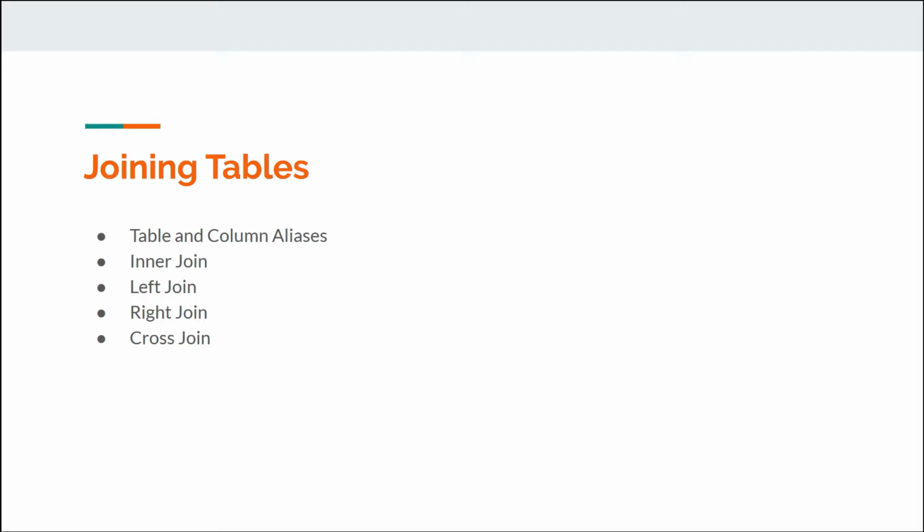All right. In joining tables, we will be covering the following topics. The first one is not exactly joining, it's just something that you can use in joining tables: table and column aliases, using aliases instead of actual table names, because if you use multiple table names, it can get confusing while using joins. So instead of full names, we can give them aliases. Then inner join, left join, right join, and cross join, the different types of joins that we can do. All right, so let's get started with table and column aliases.